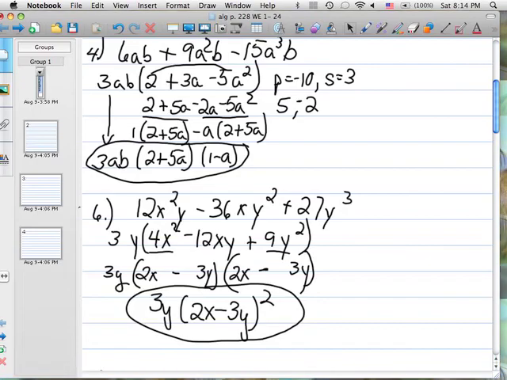We have a trinomial, and if we look at the ends, they are perfect squares, so we're going to try a perfect square trinomial. The square root of 4x squared is 2x, so that goes here and here. The square root of 9y squared is 3y, that goes here and here. And if we multiply, we get negative 6xy, and that is twice that, so they're both minus. And our answer is 3y times the quantity 2x minus 3y squared.